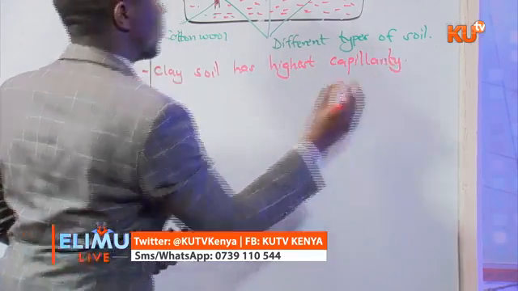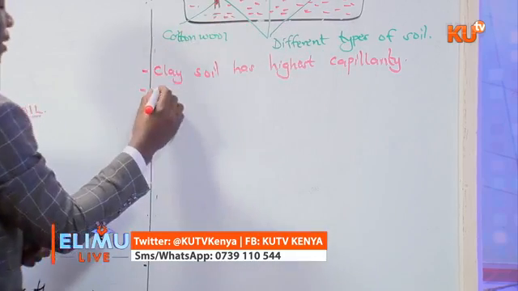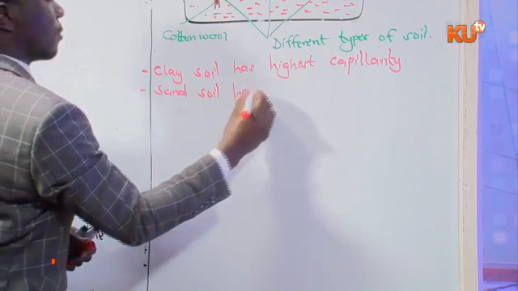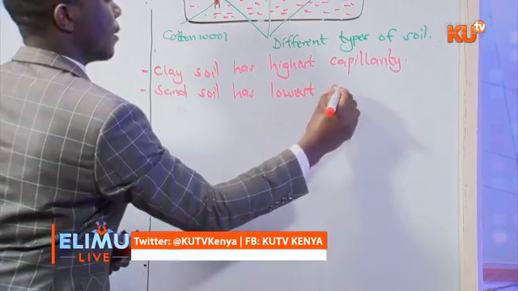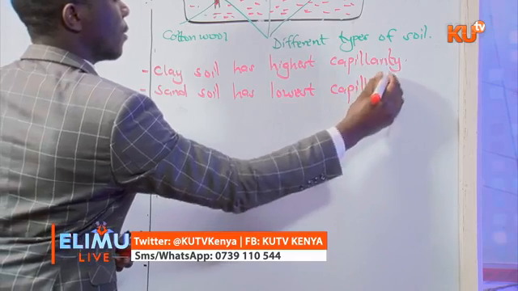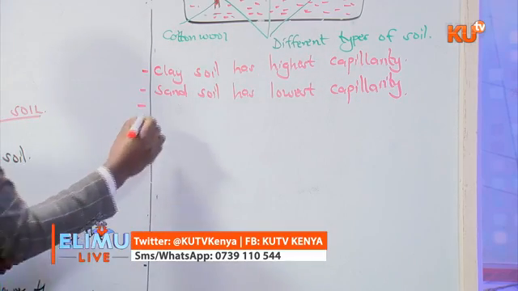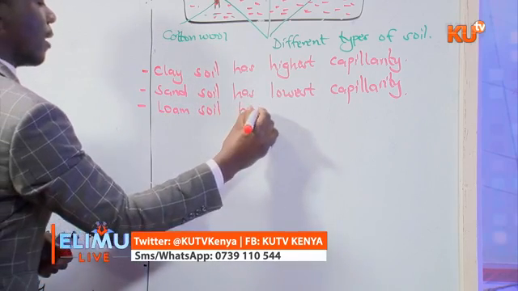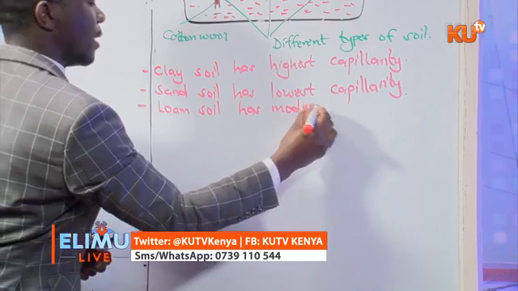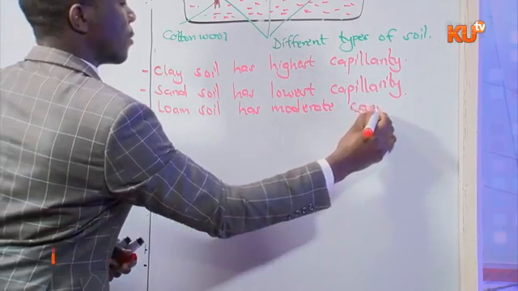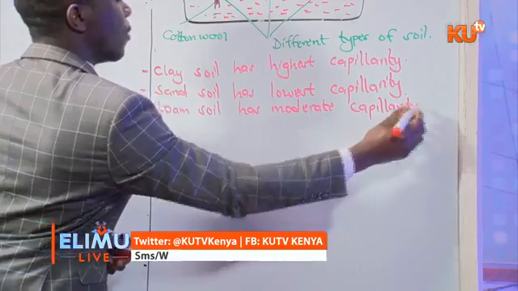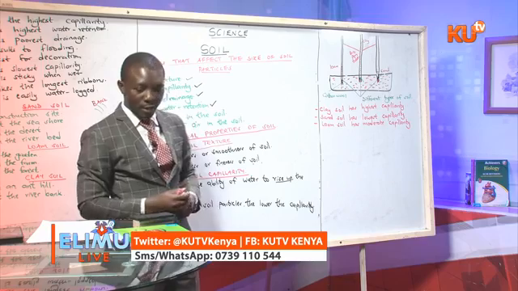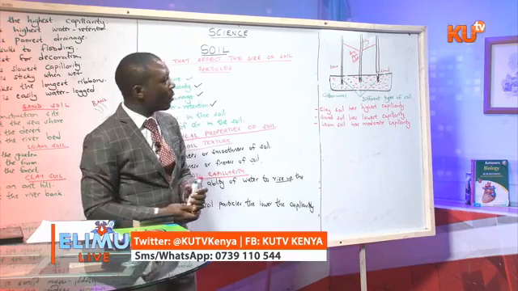Another conclusion on this experiment, we can say that sand soil has lowest capillarity. And the other conclusion, you can say loam soil has moderate capillarity. So these are the conclusions that we can make when we conduct an experiment on capillarity.